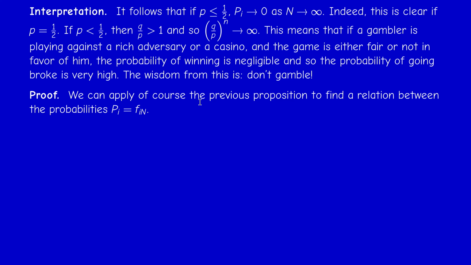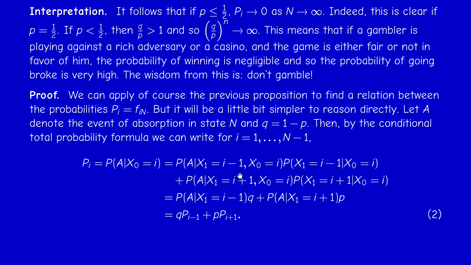Now why is this so? We could apply the first proposition of this video, but it's a little bit simpler to reason directly by applying the total probability formula and conditioning on the first transition. So what is the probability of being absorbed in state n, the state of winning in this case? I apply the total probability formula, conditioning on the first transition, X1 equals i minus 1, times the probability. Because if you are in state i, then we can either go to state i minus 1 or go to state i plus 1. So either we win or we lose, because it's a random walk. Now if you look at the first one, by the Markov property, this is just the probability.